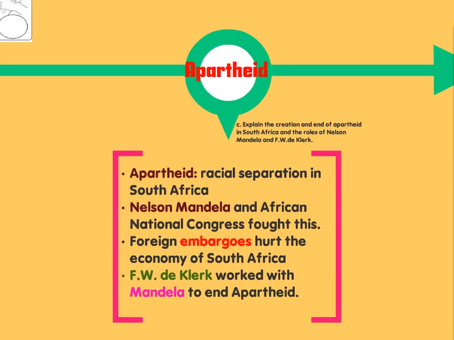We also looked at South Africa and apartheid. Remember that apartheid was that system of racial separation in South Africa. A famous man named Nelson Mandela and the African National Congress fought to end apartheid. The white government of South Africa was eventually pressured, largely through foreign embargoes that hurt their economy, to get rid of apartheid. The last white president of South Africa, named F.W. de Klerk, worked fairly closely with Nelson Mandela to help end apartheid.